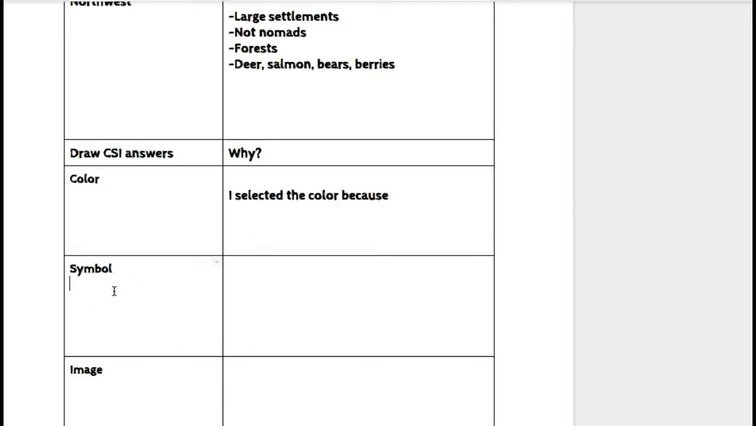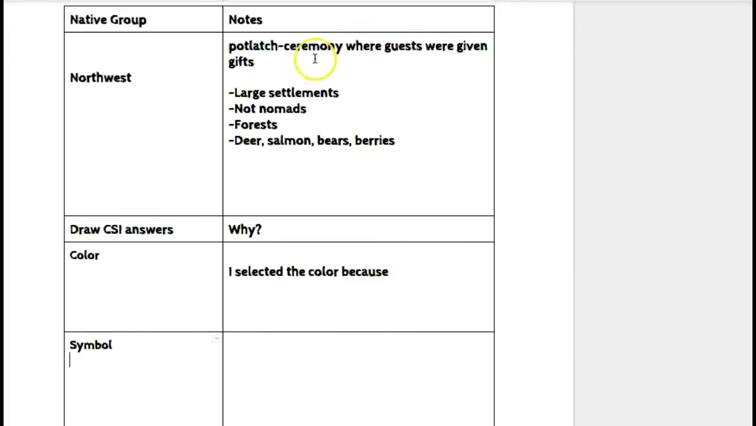Next thing is going to be your symbol. That is an image, not really an image, but something that makes you think of it. If it was a really violent tribe, maybe your symbol is a fist. This one is talking about people getting together, and they have large settlements, which probably means that lots of people live together.